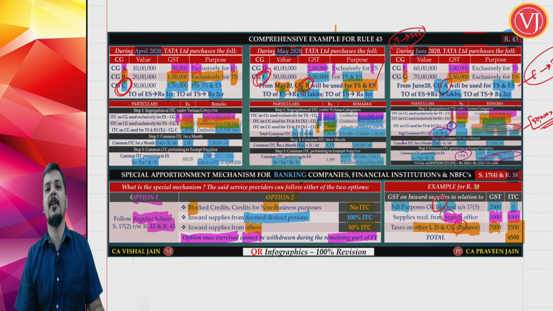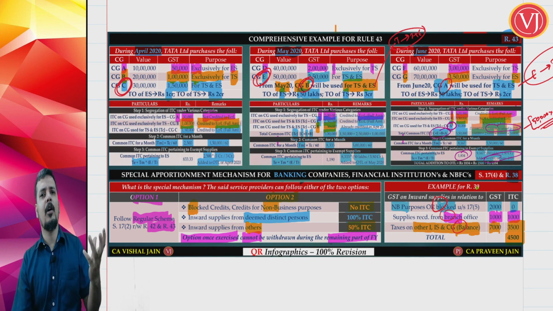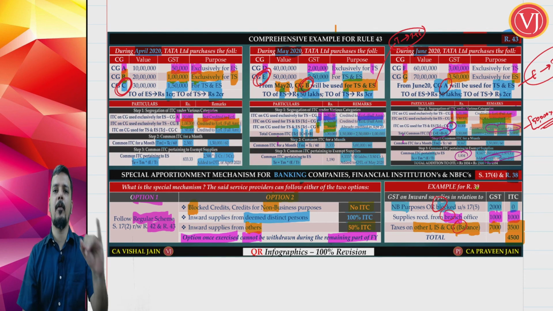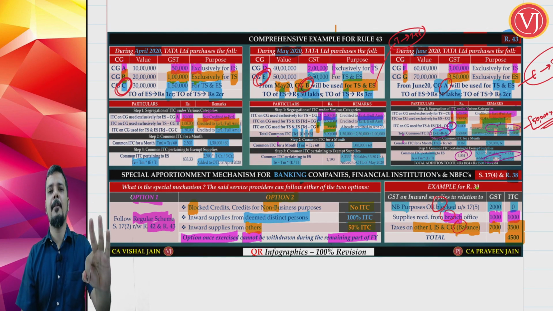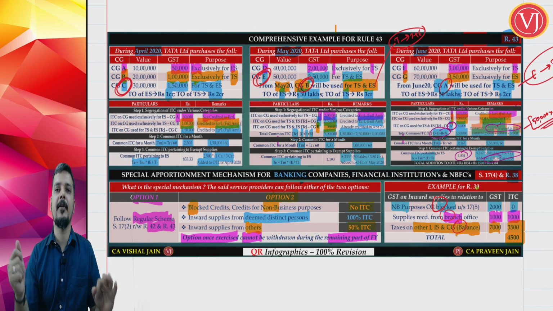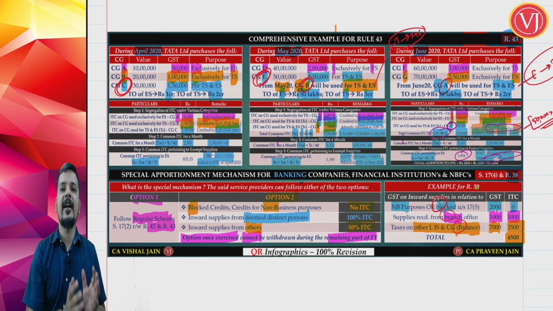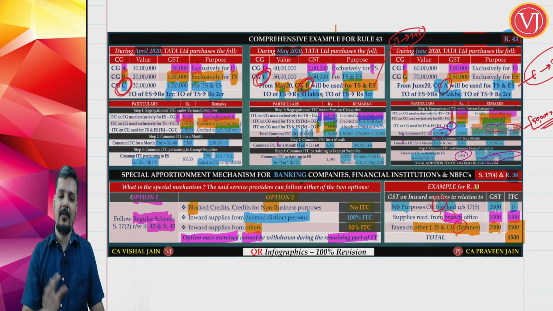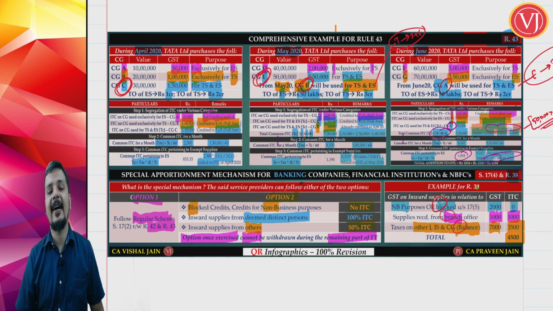That is all about the special rule for proportionate ITC for banks. Either they can go for normal 42, 43 or they can go for special rule 38. Very simple. 3 B's: blocked, branch to branch and balance. Blocked 0%, branch to branch 100%, balance 50%. For all the 3 categories, inputs, input services as well as capital goods. That's all about your proportionate ITC.